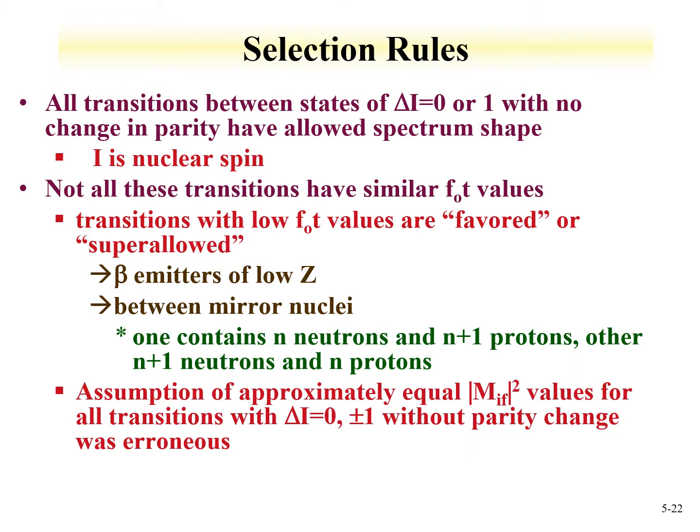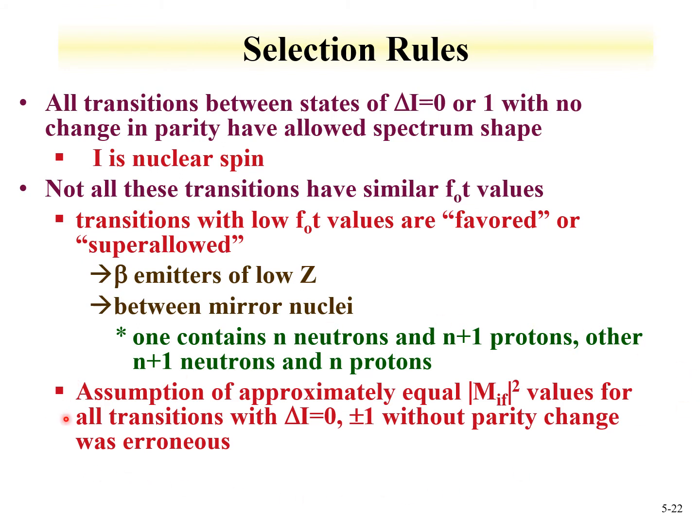All transitions between states where the delta is 1 or 0 with no change in parity have allowed spectral shapes. Now, not all these transitions have similar ft values. This is why in some tables you'll get super allowed transitions. And this is what was shown in one of the tables that we discussed earlier.